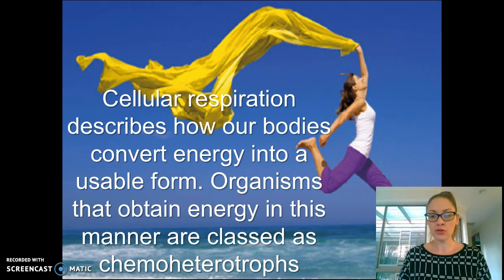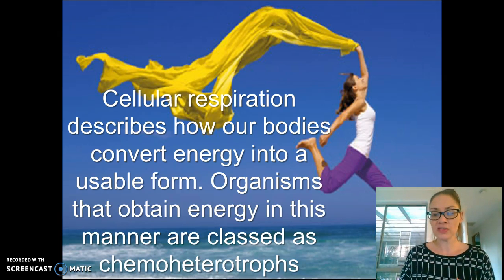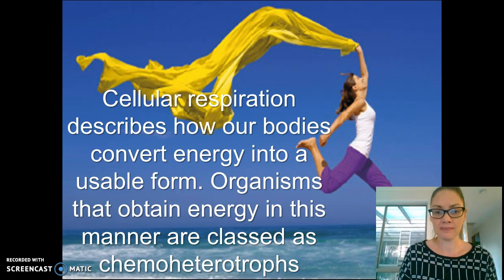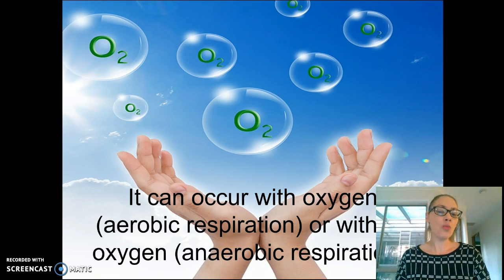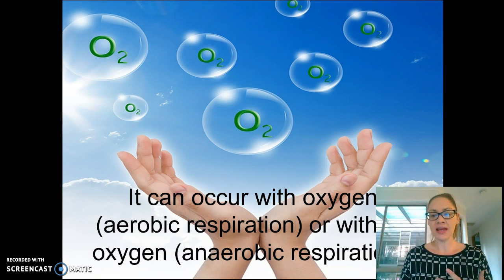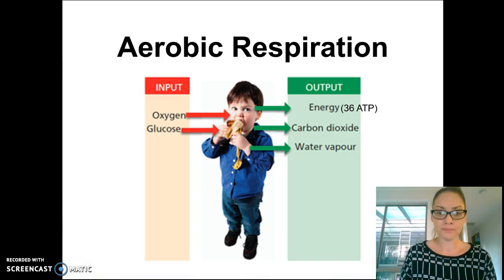Chemical, hetero: you obtain your nutrients from an outside source, and troph is how you actually get your energy. So we are heterotrophs, we can't make our own food, and we synthesize our energy through chemicals. It can occur with oxygen, which is aerobic cellular respiration, or without oxygen, which is anaerobic respiration. On exam questions, you have to be really particular about this. If it is in the presence of oxygen, you have to state aerobic, otherwise you do not get the mark.